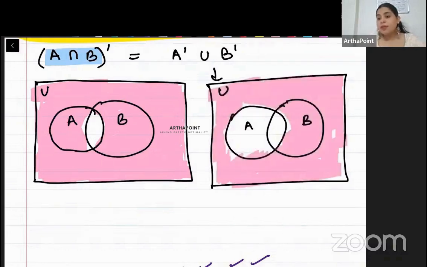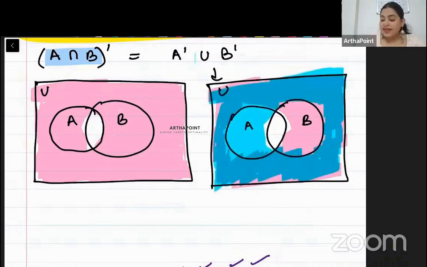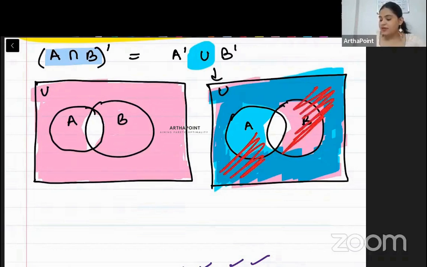What will be B complement? Everything except B. Because this is B complement. Everything except B. Now you have to find union between the two. Union means you have to take every element coming in these two sets. Every element. Common nahi lena, union lena, har element lena. So beta, every element coming in these two sets will be everything that has been highlighted.